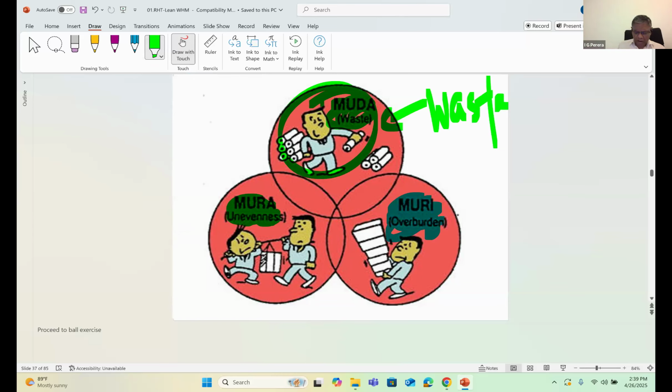Muri is an overburden situation. It is a burden, an overburden, not a normal burden also. It is an overburden situation, very stressful. Or there can be some unevenness in the processes, and therefore unevenness is there. So that is how it works then.